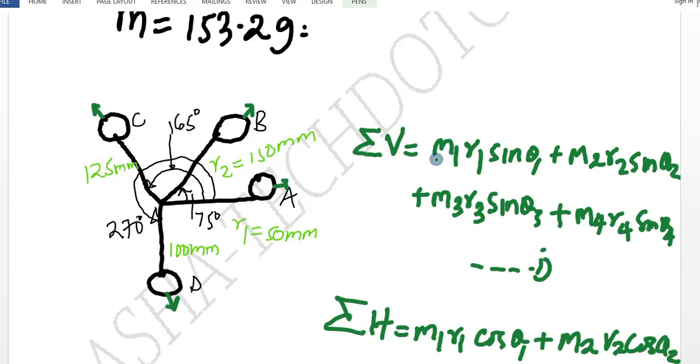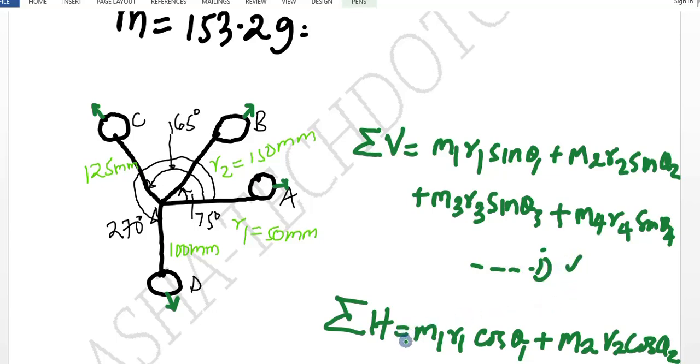Of course, I would have multiplied by the square of angular velocity, but remember, since it is a constant, it is multiplied on both sides, so it can be cancelled out, so that I remain with m1 r1 sine theta of that angle at that position. Let that one be equation 1.